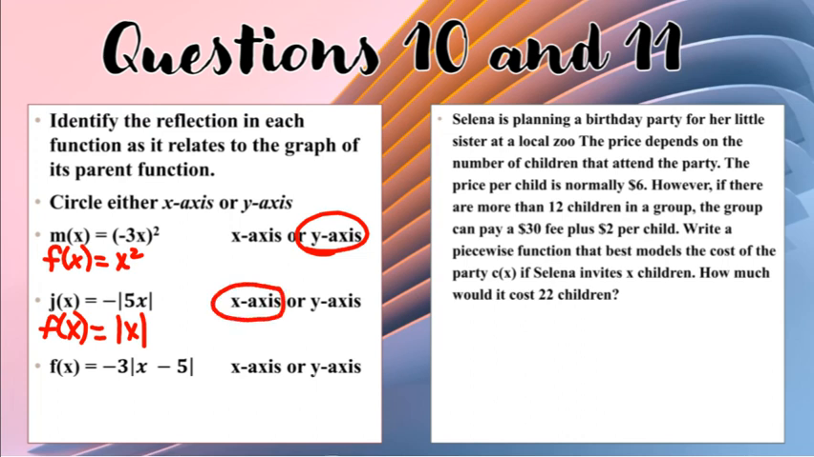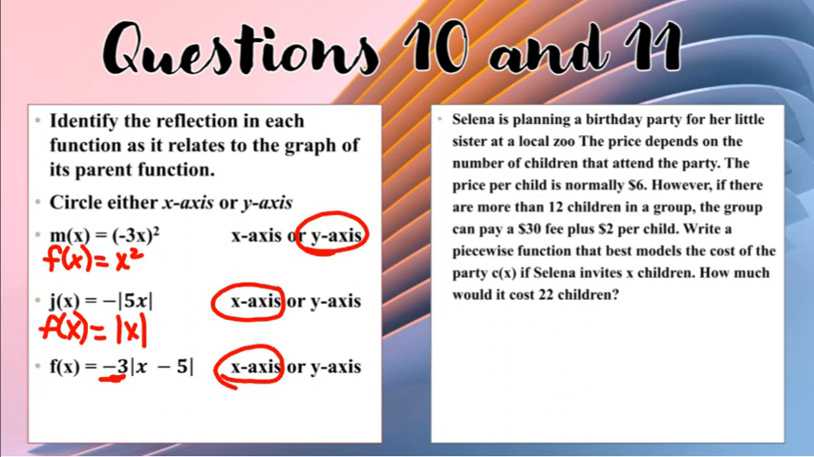And f of x equaling negative 3 times the absolute value of x minus 3. Again, the parent function is the absolute value of x. Because I have a negative on the outside, it's going to be reflected over the x-axis because my y's are always going to be negative. So this is x-axis.